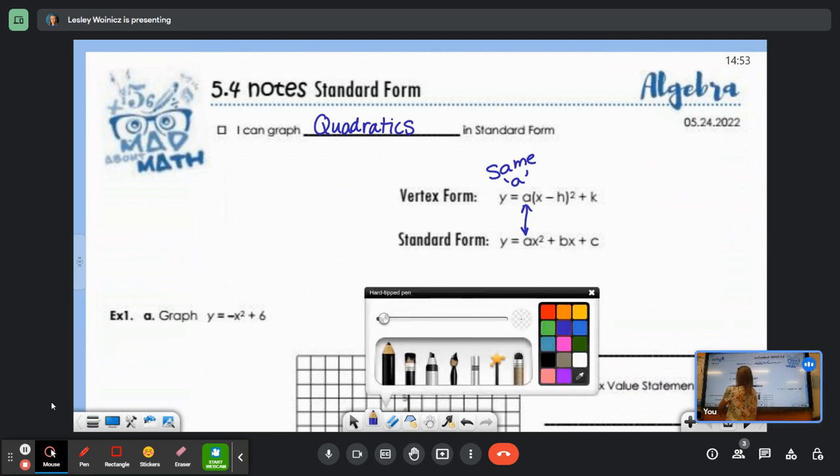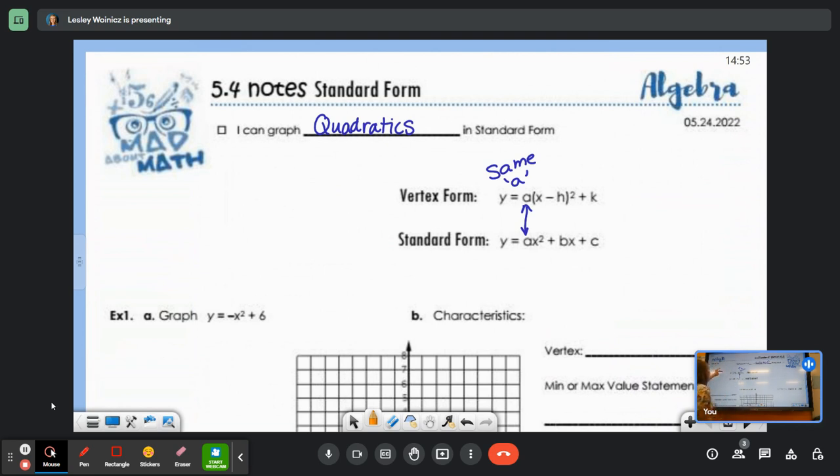Okay, and then from our vertex form, we also know our vertex, our H and our K, which tell us our shifts. Shifts has a T.